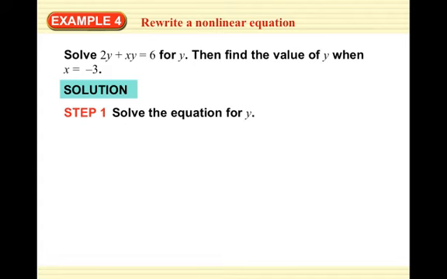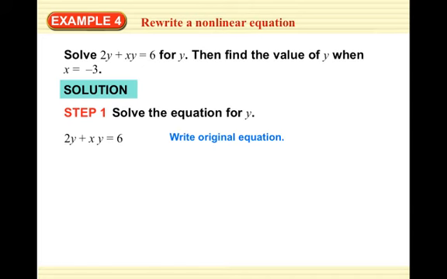Okay, so our solution, we're going to solve the equation for y. Step 1, we're isolating y. We start off, we write the original equation, and we've got 2y plus xy equals 6. And we go, okay, we're solving for y. Now, normally what we do is whichever term doesn't have the y in it, we subtract it over. But we've got a problem because we've got 2 times y, and then we have plus x times y equals 6. Both terms have y in it, and that's what we're solving for.